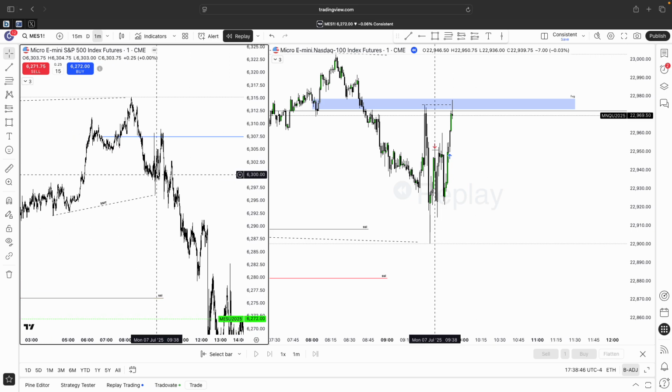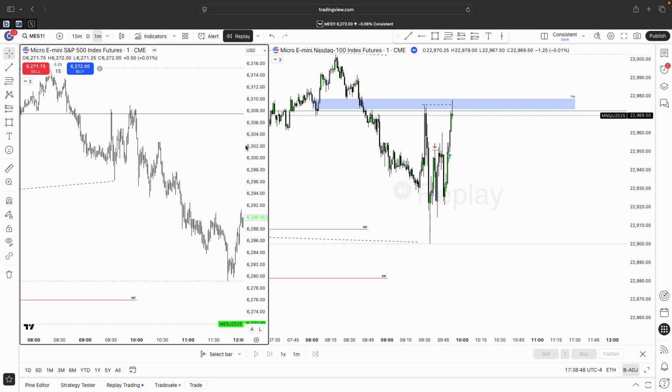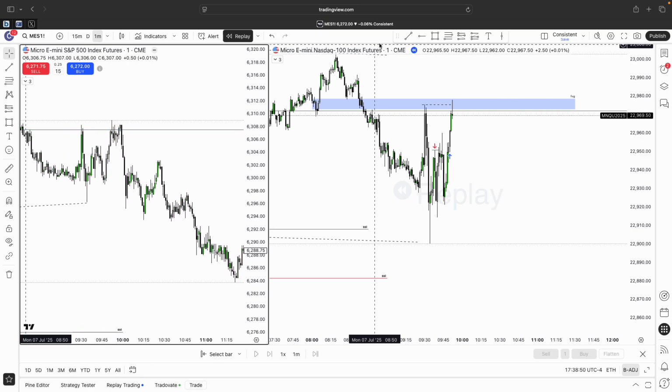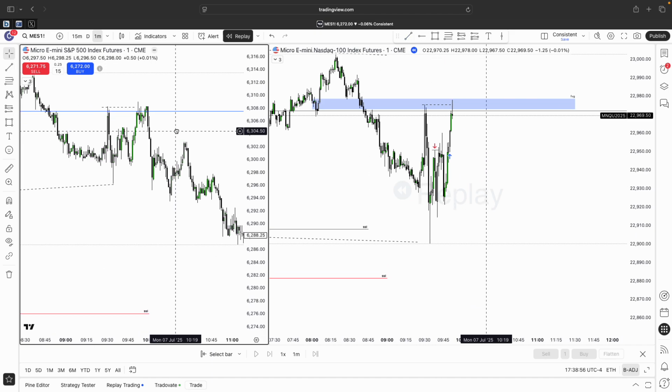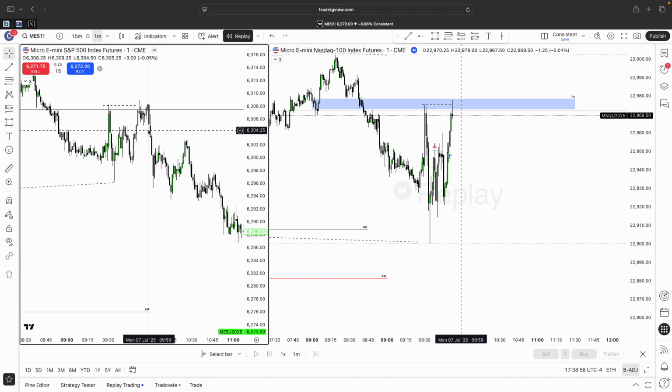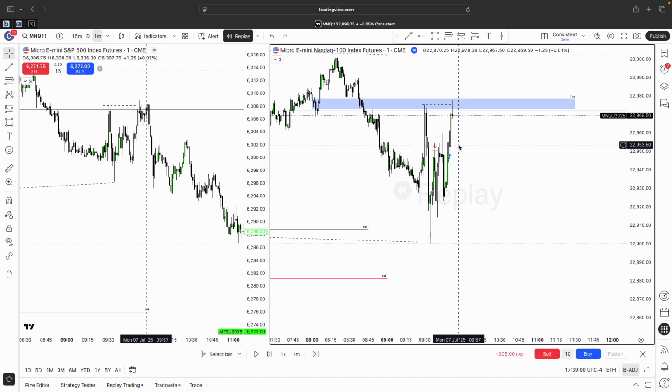Boom, swept that. And now at this point, I was waiting for another change in the state of delivery to the downside, right? And I was watching ES at the time as well. ES took out that internal high as well. You can see, boom, took it out. And I saw we displaced. We had good displacement, right?